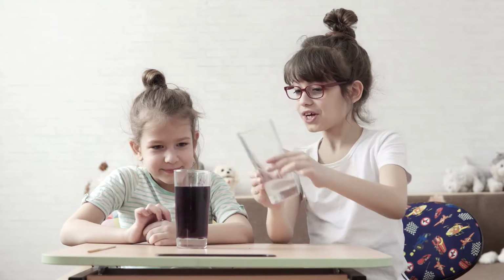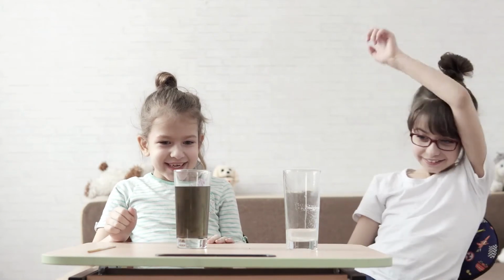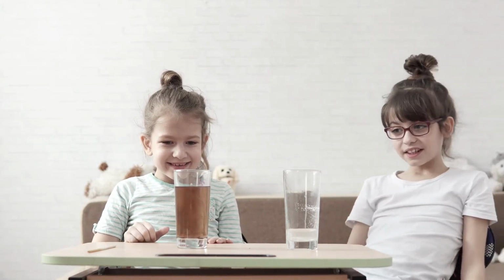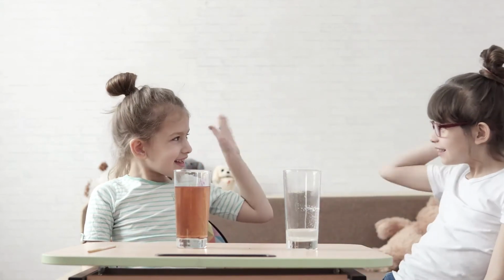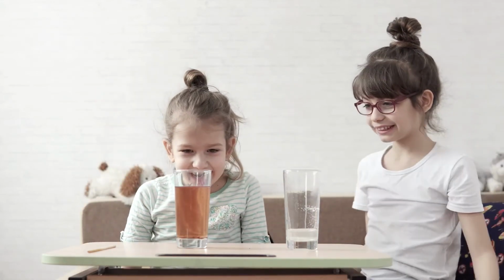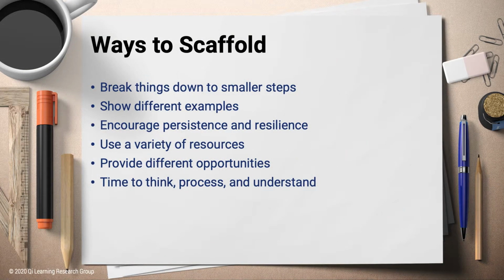Finally, provide different opportunities for your child to test their boundaries and experiment, take risks, and grow. Have your child try something new. Give them spaces to experiment and encourage experimentation and reflection. Then finally, allow time for your child to think, process, and understand.